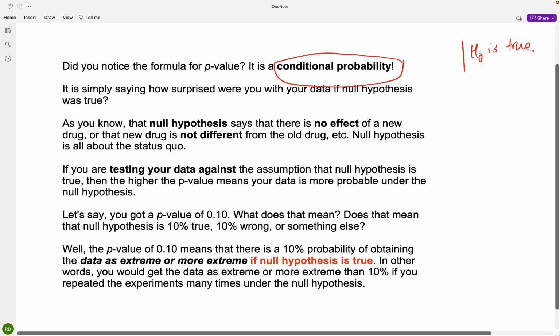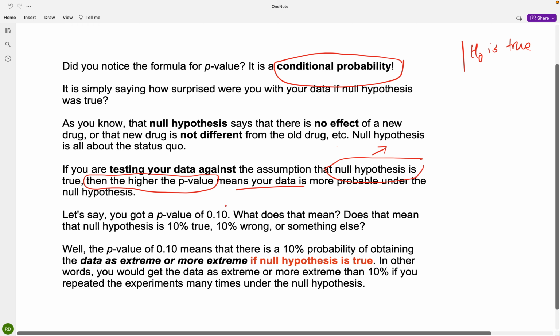And as you know, the null hypothesis means there is no effect of a new drug, or the new drug is not different from the old drug. It is simply saying the status quo is correct. If you're testing your data against the assumption that the null hypothesis is true, then a higher p-value kind of helps your null hypothesis, your assumption. If you're assuming the null hypothesis is true, then a higher p-value means higher likelihood of the null hypothesis being true.